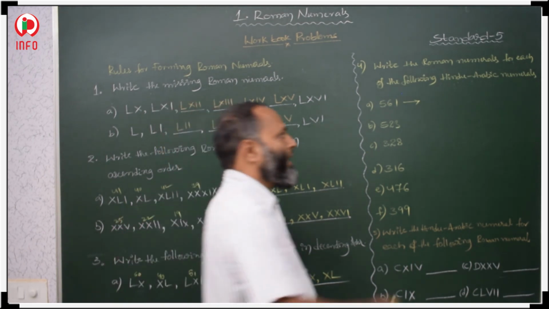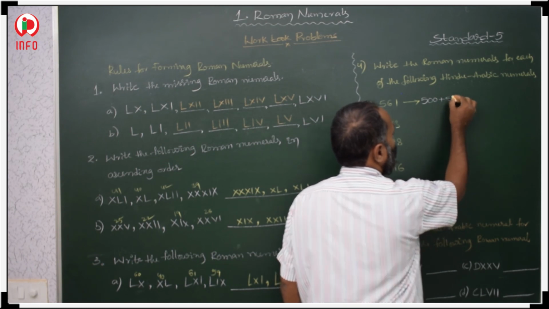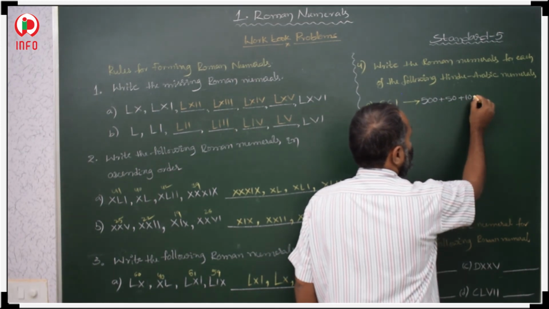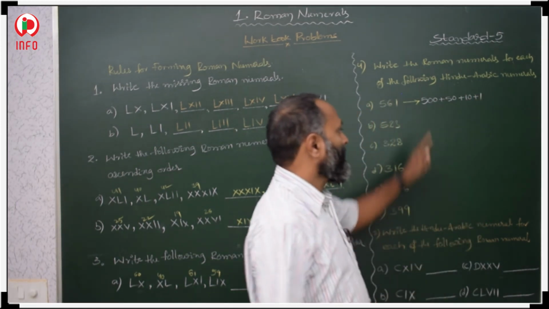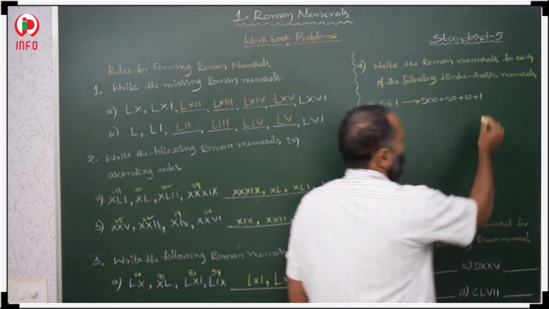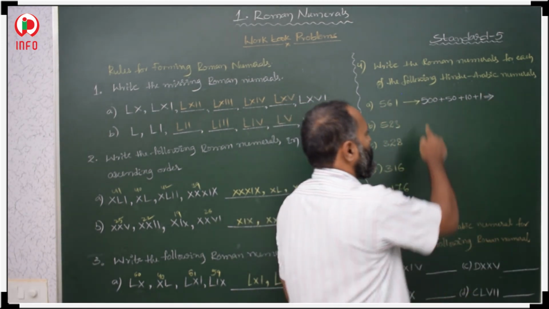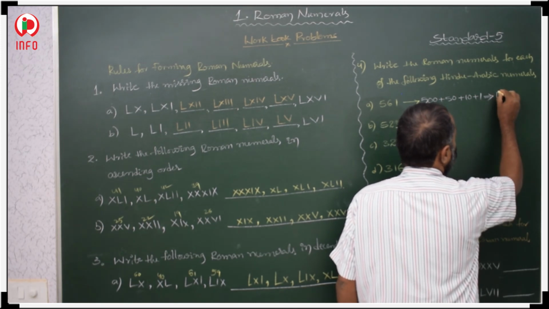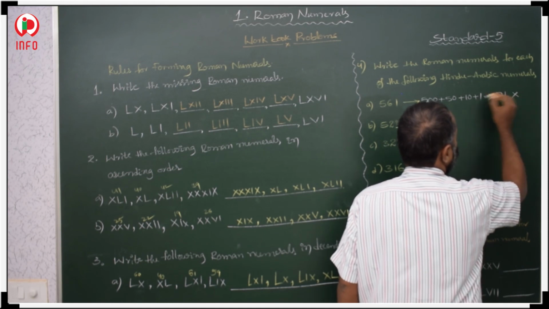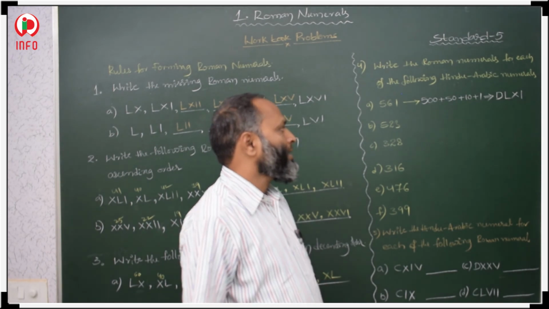Then how to write 561? That is 500 plus 50, 550, plus 10, 560 plus 1. Bigger, smaller, all are in plus, so in ascending order it is there. So just in plus, we have to take first 500 means D, 50 means L, 10 means X, and 1 means I. D, L, X, I. That is 561.